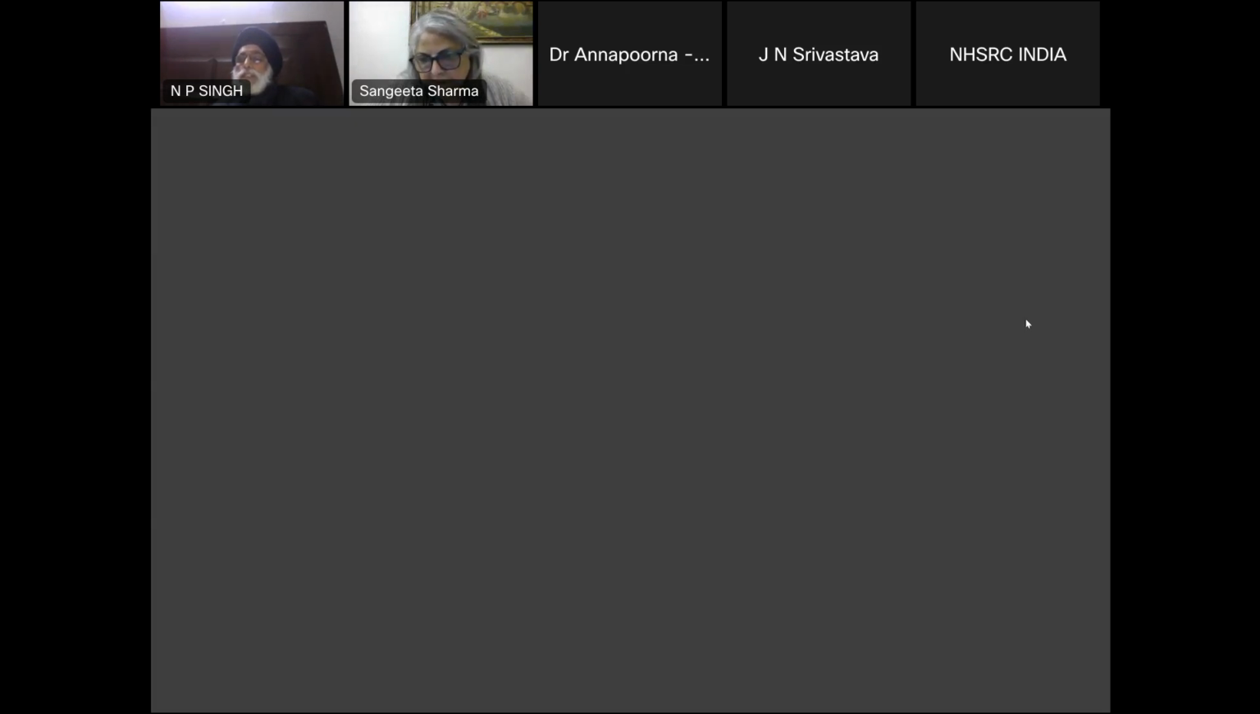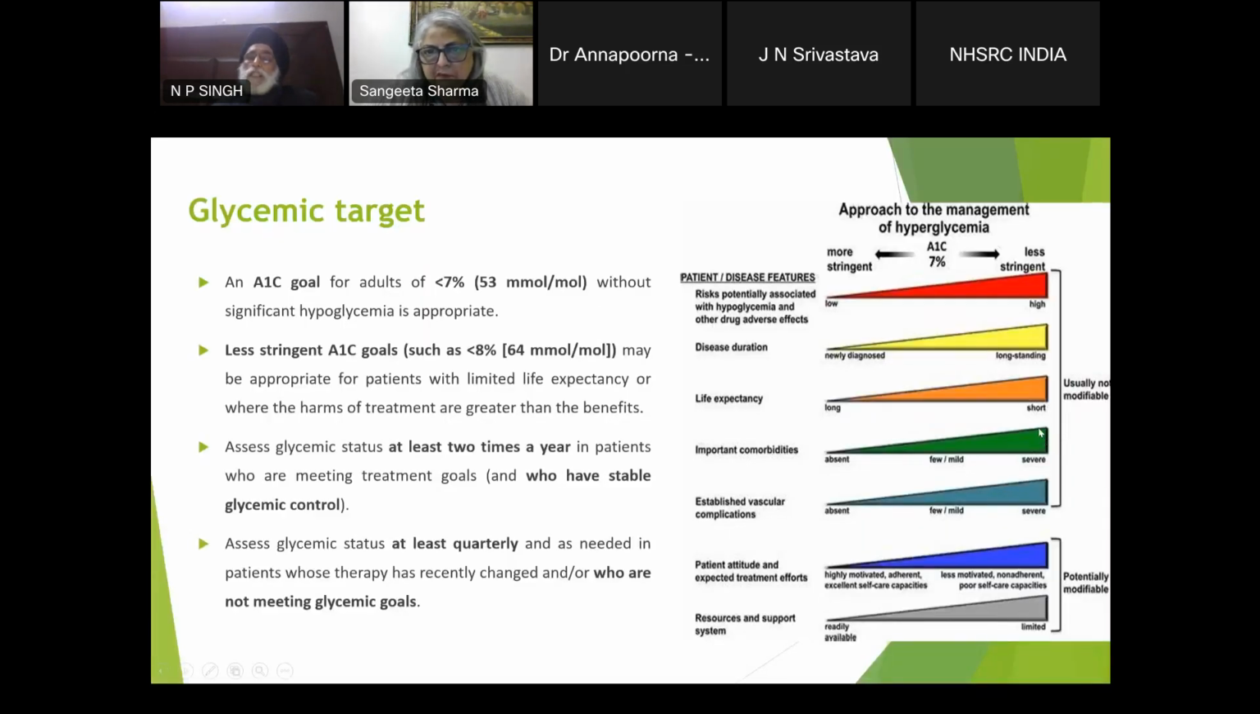To the patients who have complications, who are elderly, as Sangeeta has talked about polypharmacy in elderlies, who have various complications and who are non-adherent, there's no point in keeping a very strict target of less than 7% and not following it. So we can be less stringent with them and assess glycemic status as I said 2 times a year. So HbA1c can be done twice a year and also assess glycemic status at least quarterly as and when needed for those who have not met the glycemic controls.